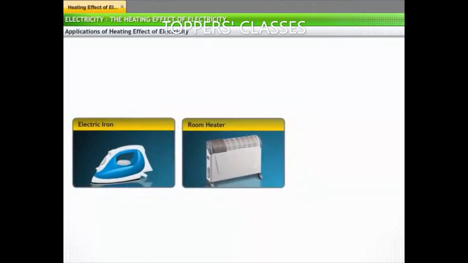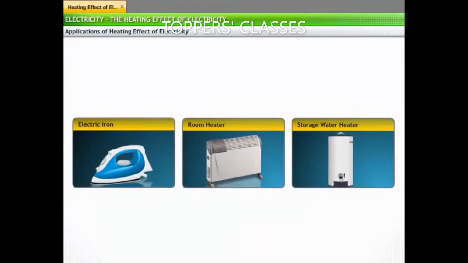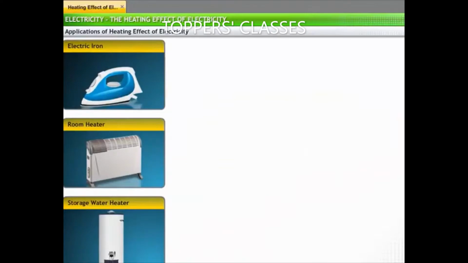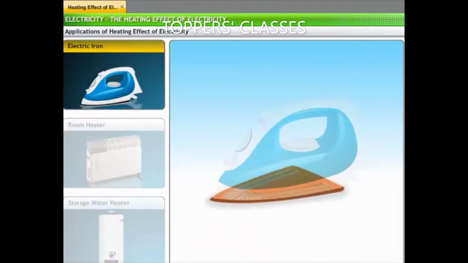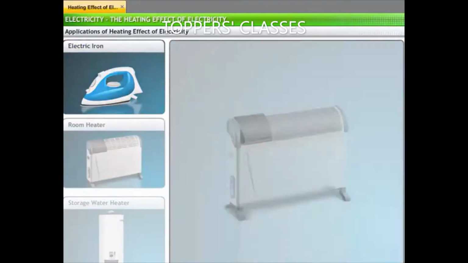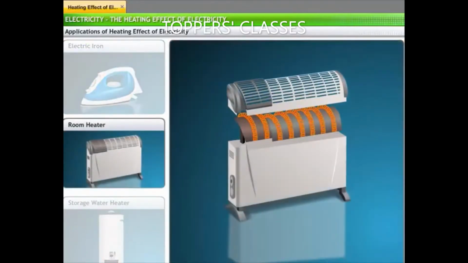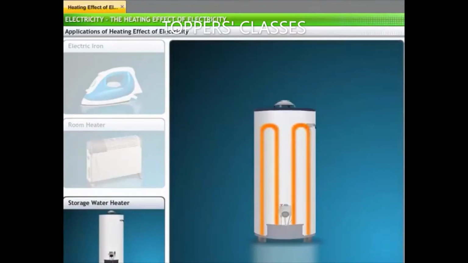Many appliances in our household utilize the heating effect of electricity. Some common examples are electric irons, room heaters, and storage water heaters.